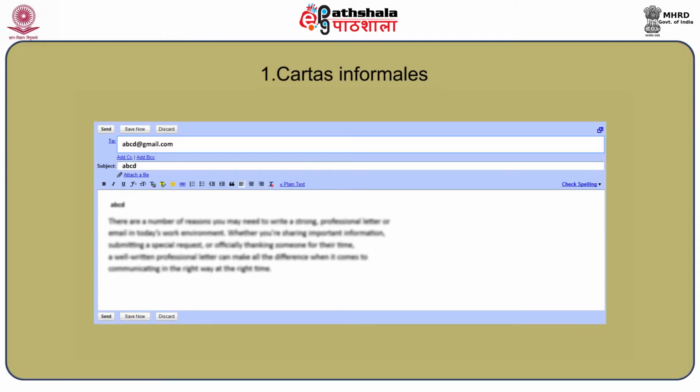So after having seen the letter written by Sarah, now we are going to talk about the types of letters. The first one is informal letters.